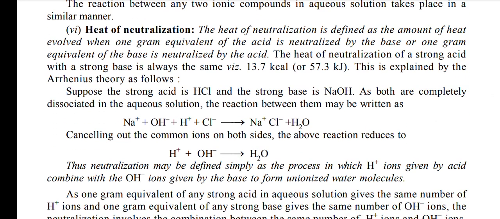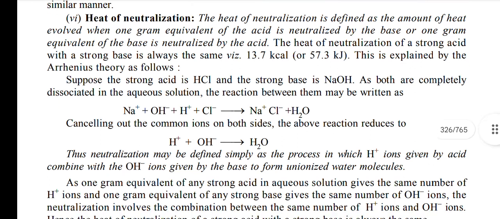Heat of neutralization. The heat of neutralization is defined as the amount of heat evolved when 1 gram equivalent of the acid is neutralized by the base or 1 gram equivalent of the base is neutralized by the acid. The heat of neutralization of a strong acid with a strong base is always the same, 13.7 kcal or 57.3 kilojoule. This is explained by the Arrhenius theory as follows.